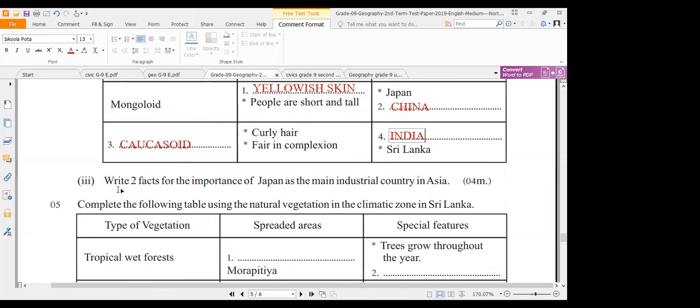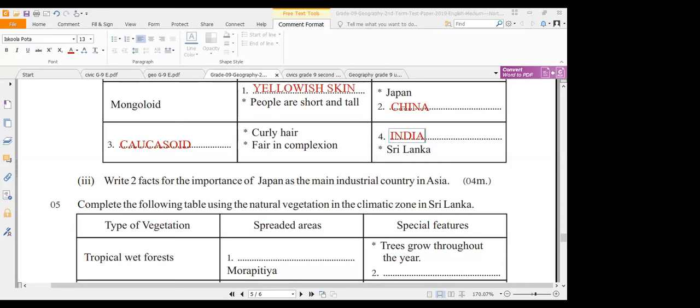Write two facts for the importance of Japan as the main industrial country in Asia. Production of automobiles. Industries are done by mineral oil and raw materials. Production of automobiles and electric appliances.